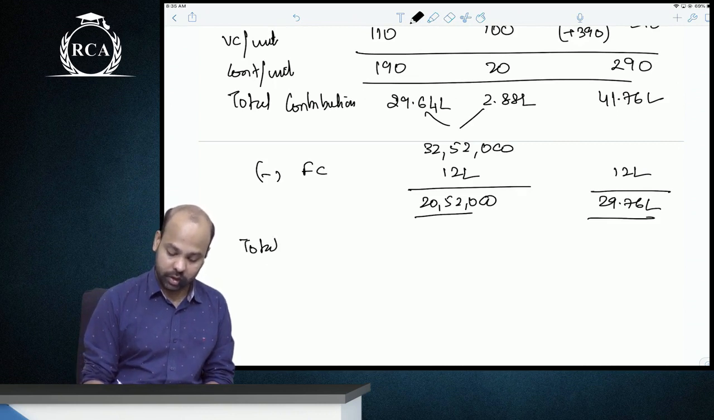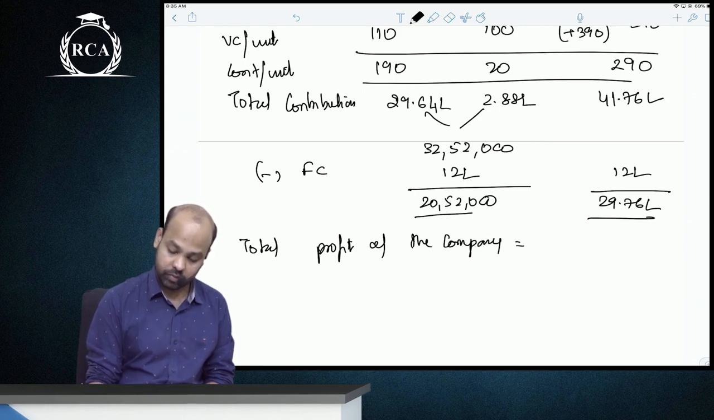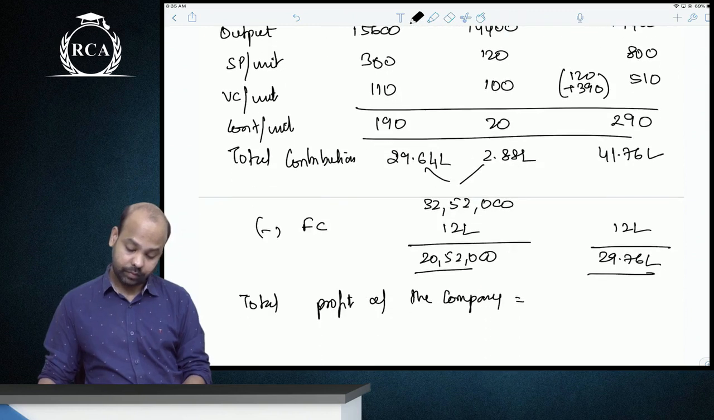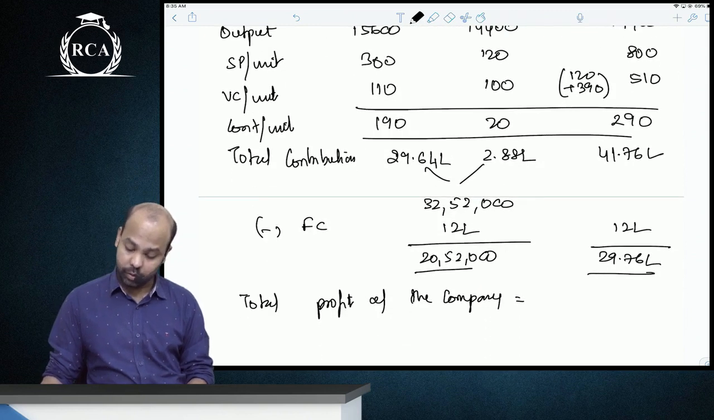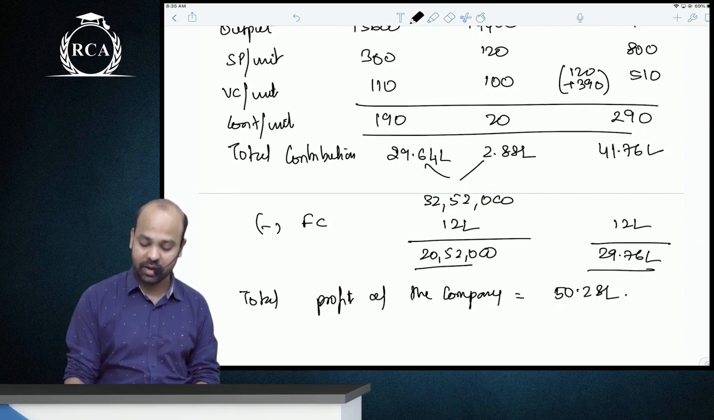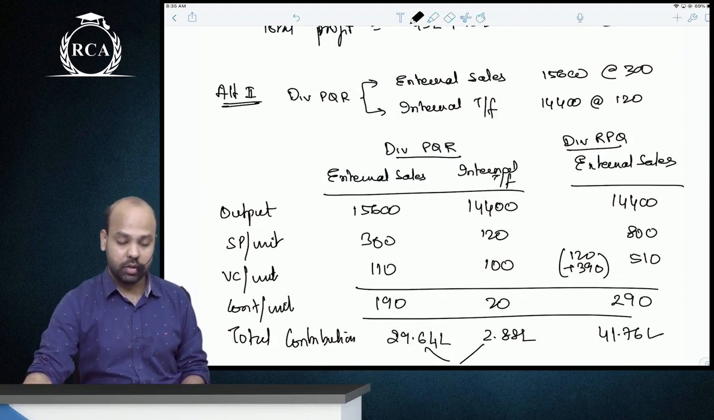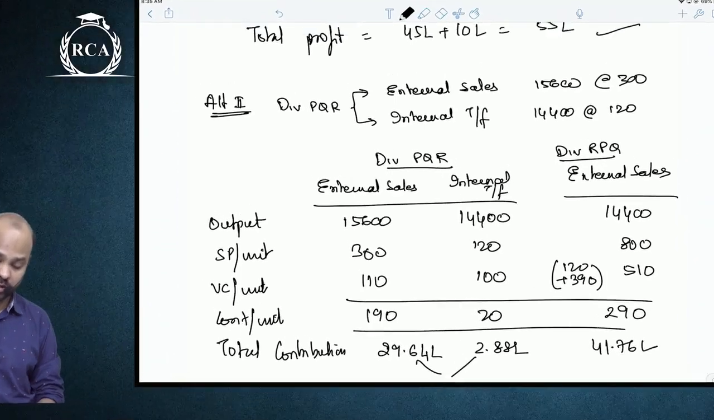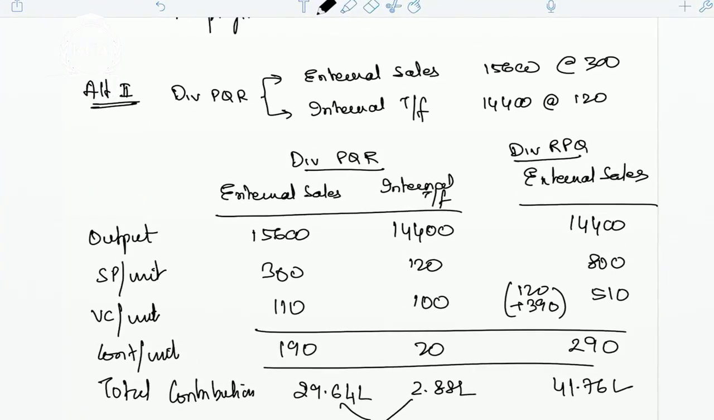Total profit of the company. I'm going to give you conclusions also, guys. Don't worry. Total profit of the company, guys, 20.52 plus 29.76, 50.28. एक काम करेंगे बेटा, present another alternative guys. है नहीं, बट फिर भी ये कॉपी करो बेटा सब लोग. I hope you're all done with this beta. You were all doing it with me.